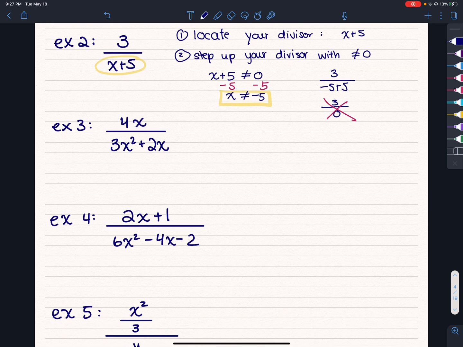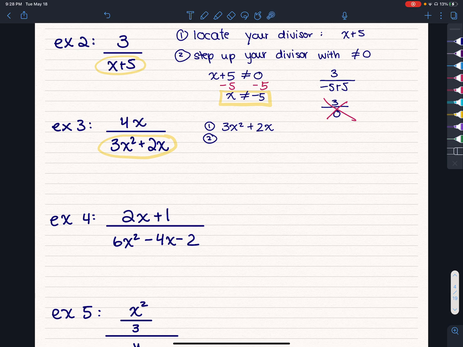Okay, so we're going to do the same thing here with the third example. We will have to add a step in this case because we have a slightly more complicated divisor. So our first step is locating our divisor. The thing that is doing the dividing is this down here, 3x squared plus 2x. That's our divisor. Now, because our divisor is a second degree polynomial, we need to factor it.